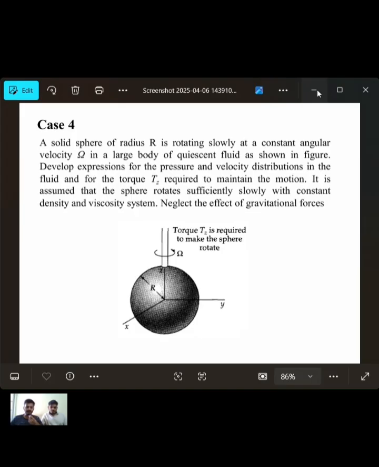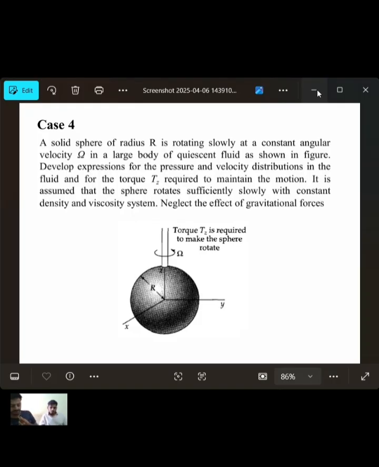And we are here to present you a podcast on the topic pressure and velocity distribution of a rotating sphere in the fluid. Also calculate the torque acting on the fluid by the sphere. And our second topic is a dimensional analysis of Navier-Stokes equation in spherical coordinate system.